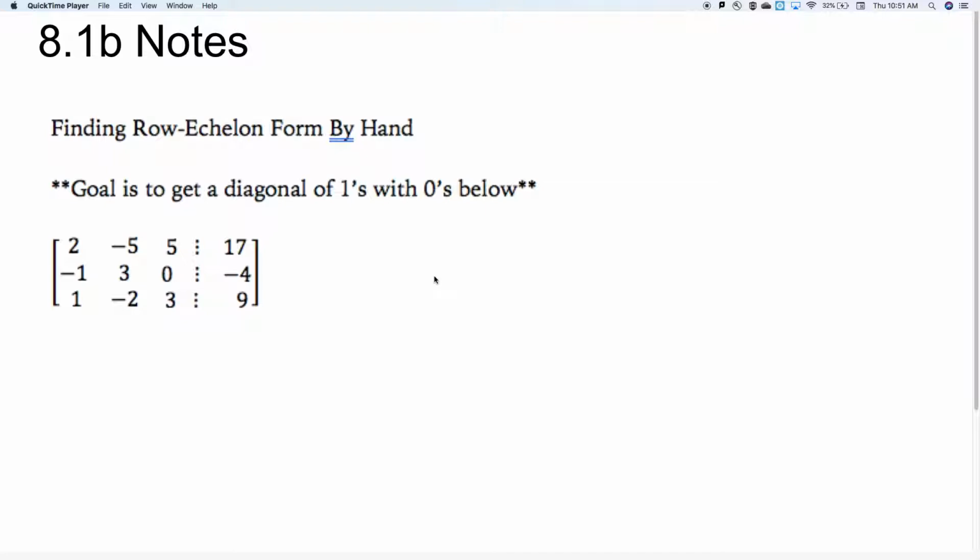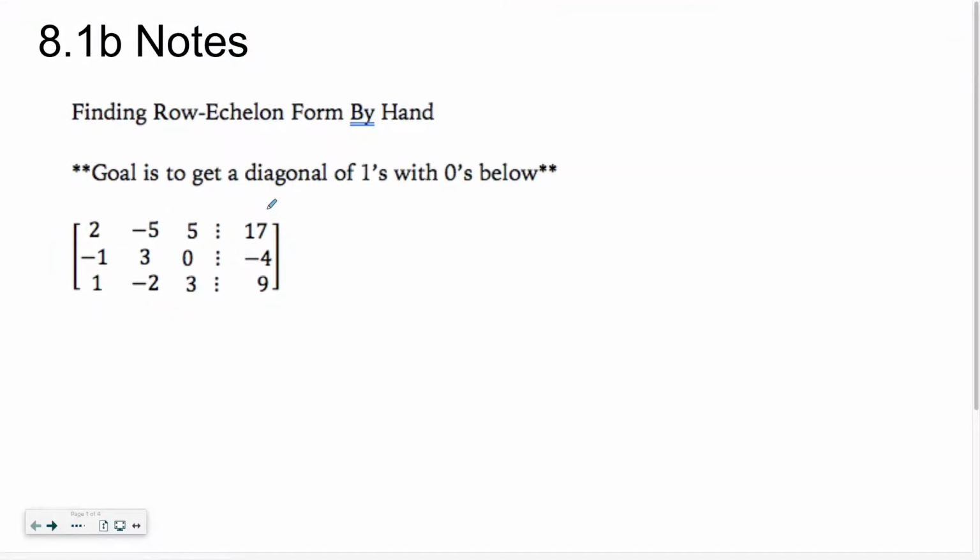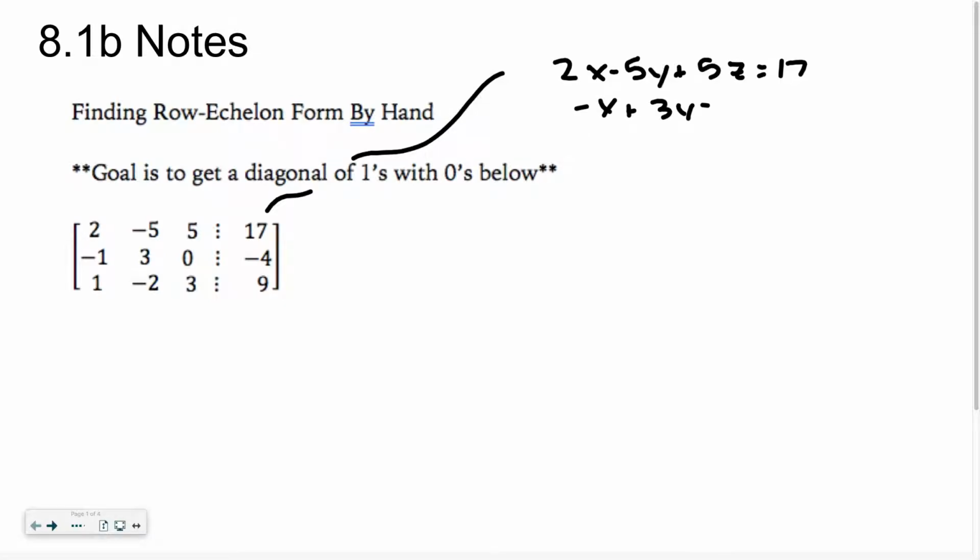In the problems that you'll do tonight, you will have a matrix or a system, and this is actually the system from yesterday. So if you flip back, you had to write a system as an augmented matrix, and that's this: 2x minus 5y plus 5z equals 17, negative x plus 3y equals negative 4, and x minus 2y plus 3z equals 9. Okay, so you might be given a system on tonight's homework. You first write it as an augmented matrix, okay?